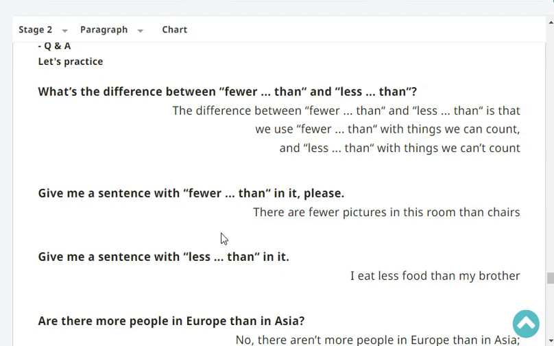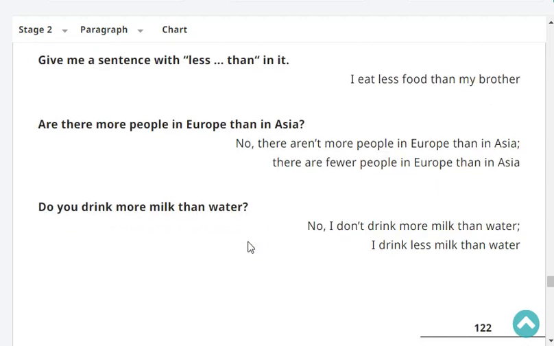Give me a sentence with the word fewer than in it, please. There are fewer pictures in this room than chairs. Give me a sentence with the word less than in it, please. I eat less food than my brother.